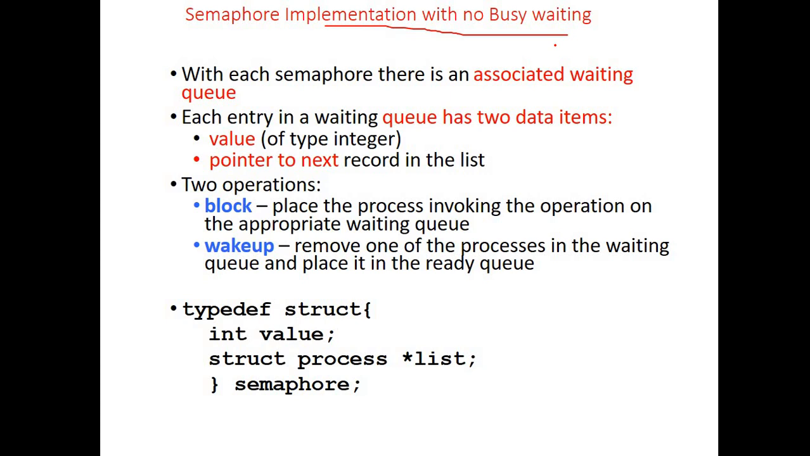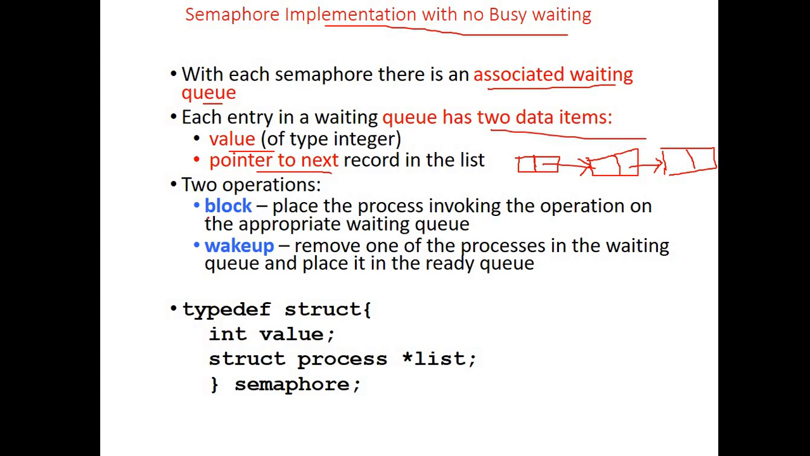Processes which are waiting for that particular resource will be made to wait in the associated waiting queue. This waiting queue is a data structure. It has two items. One is a value, another one is a pointer to the next element in the list. Likewise, the queue is implemented in the form of a data structure. This data structure will maintain the list of processes waiting for that particular semaphore variable on that particular resource.